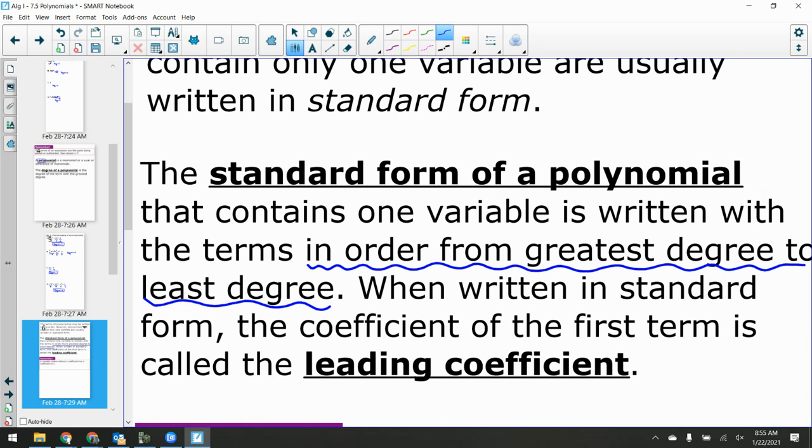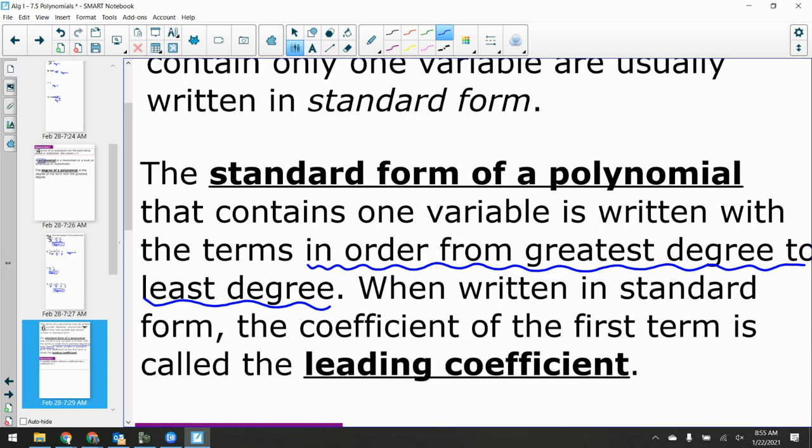So basically, if it's only got one variable, you're going from highest to lowest power. Right? Because the biggest power is going to be the biggest degree. And then you keep going down and down, getting smaller and smaller in terms of the degree, which means smaller in terms of the power, because there's only one variable going on.